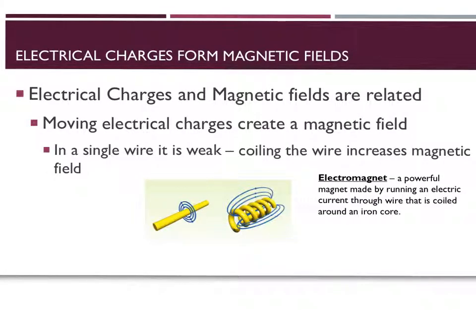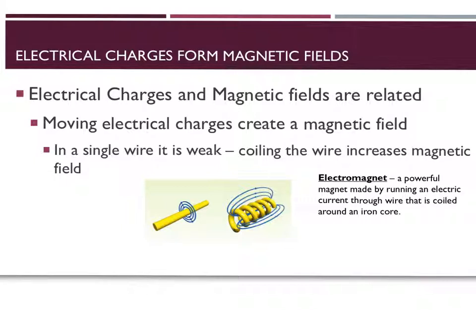Electrical charges form magnetic fields. This is something we're actually going to do. Moving electrical charges make a magnetic field. If you take your right hand and point it in the direction that the charges flow, your fingers show the direction of the magnetic field, the way your fingers would wrap around that current. When you just have a single wire, that magnetic field is really weak, even when you have lots of current. But if you coil the wire up, we can make that magnetic field really strong by concentrating it together.